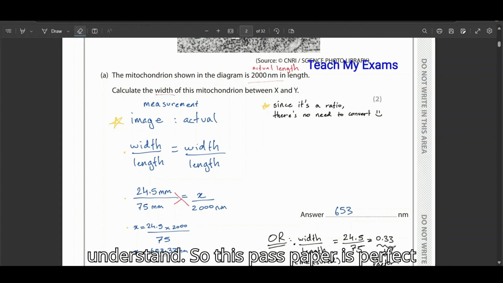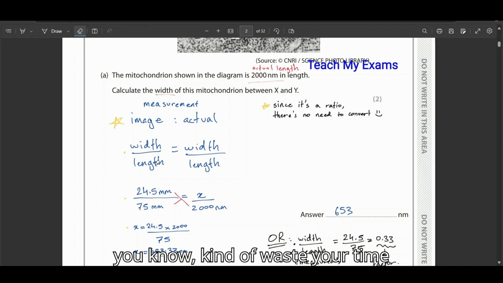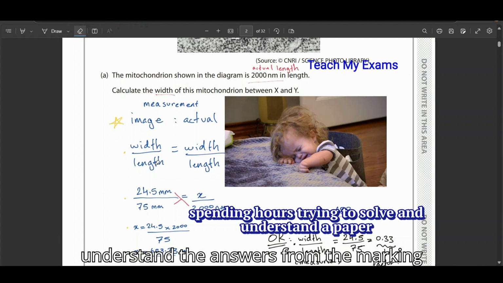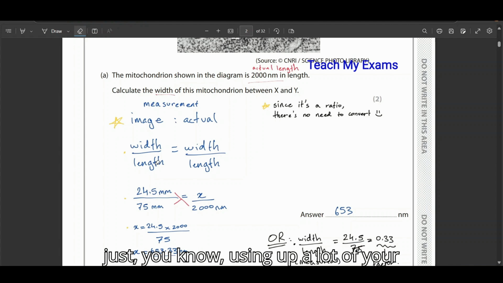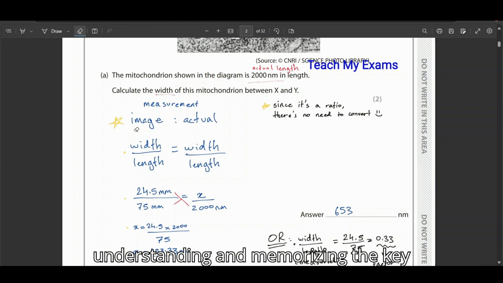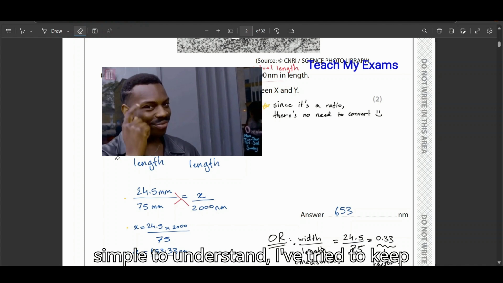So this past paper is perfect for you if you're studying last minute, like a month or a few weeks before the exam, and you just don't want to waste your time spending 3 hours on a past paper, trying to understand the questions and the answers from the marking scheme, and using up a lot of your mental energy. This past paper is perfect for just reading it quickly and understanding and memorizing the key points, since the answers are really easy and simple to understand.